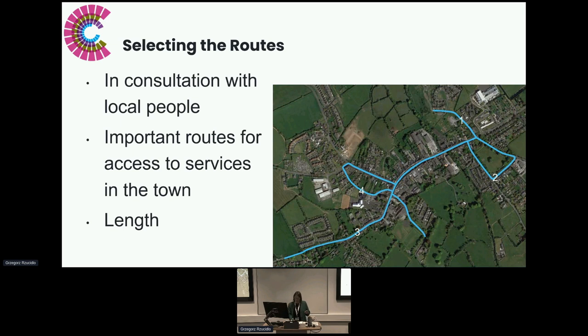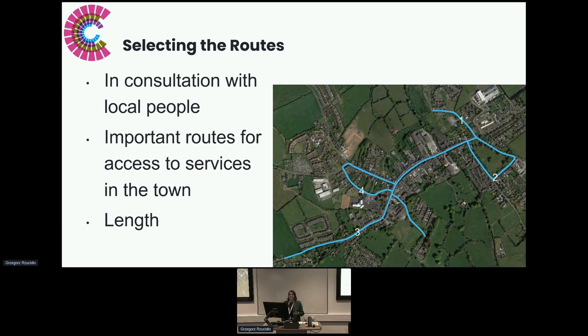When Age Friendly Ireland carry out these audits, they typically use the Age Friendly Programme Manager in each of the local authorities to carry out that role. Selecting the routes is also a very important first key step. So they're chosen in consultation with local people who know the important streets in an area that people want to be able to access easily.